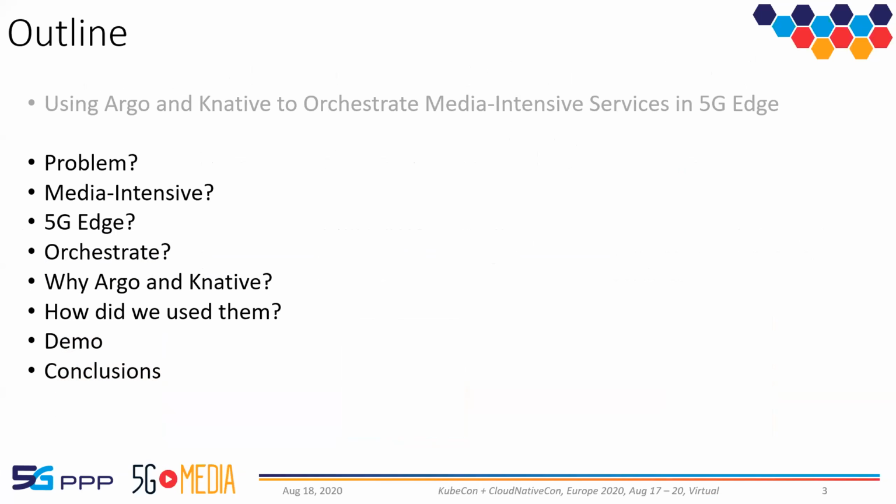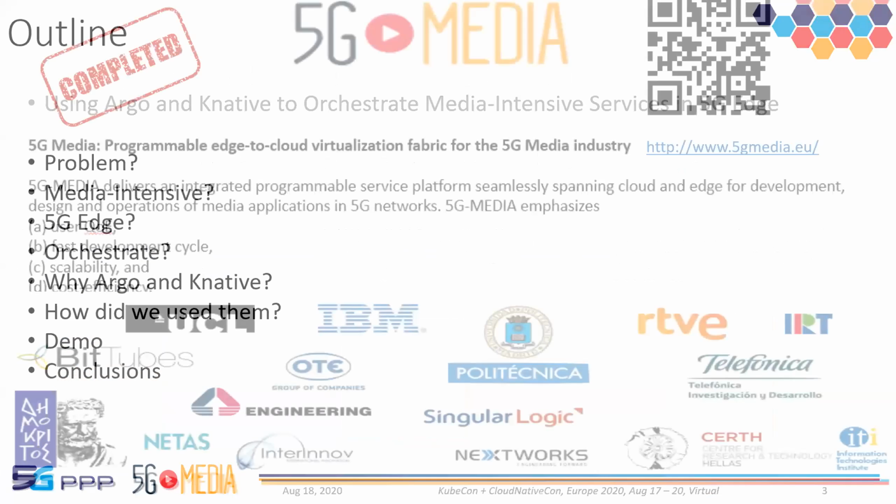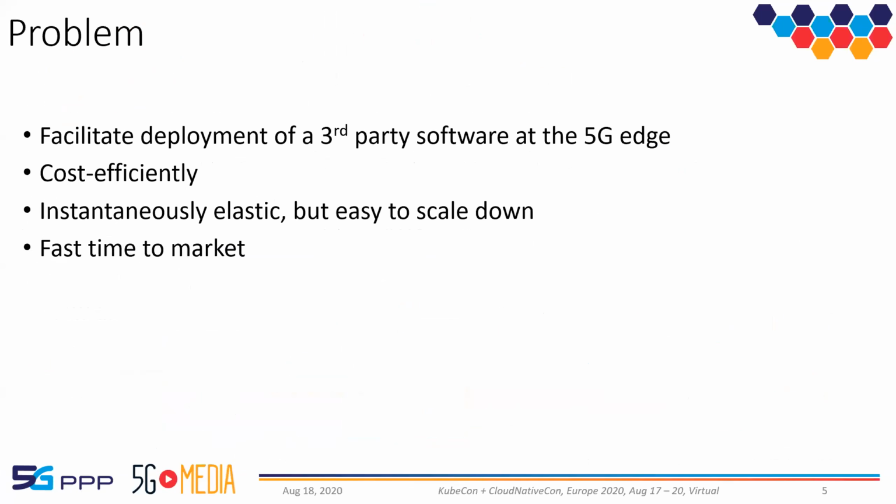Okay, so we have this problem. We have media-intensive services. They need to run at the 5G edge. We need to orchestrate them somehow. So why Argo and KNative and how we use them already. So what's the problem again? What we want to do in that project is to facilitate deployment of third-party software at the edge, and do it cost efficiently, so it will be instantaneously elastic but easy to scale down, with fast time to market.